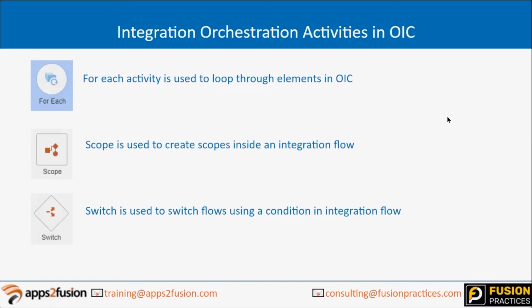We have the for each activity, which we will be using more often in our integration flows. For example, for each file in FTP, we cannot restrict our third-party applications to give us only one file at a time. There might be many files, especially when the file sizes are more than 1 gigabyte. We might ask them to break it and give it to us, right? So in those cases, we'll have multiple files in our source FTP folder. We will use the for each activity to loop through those files and process them one by one.